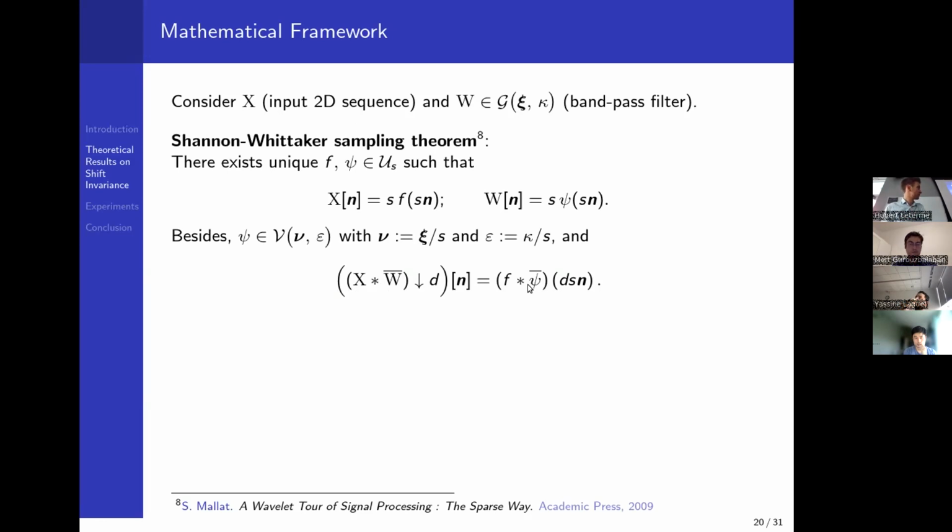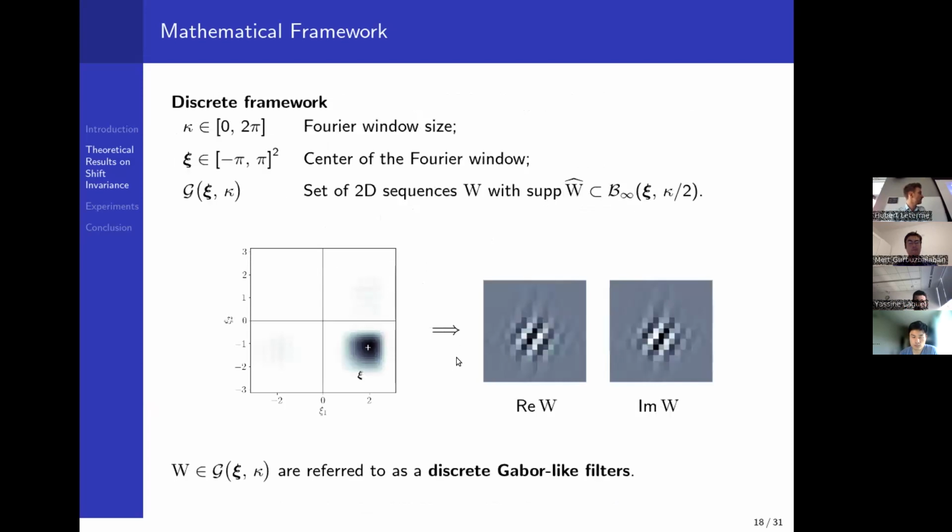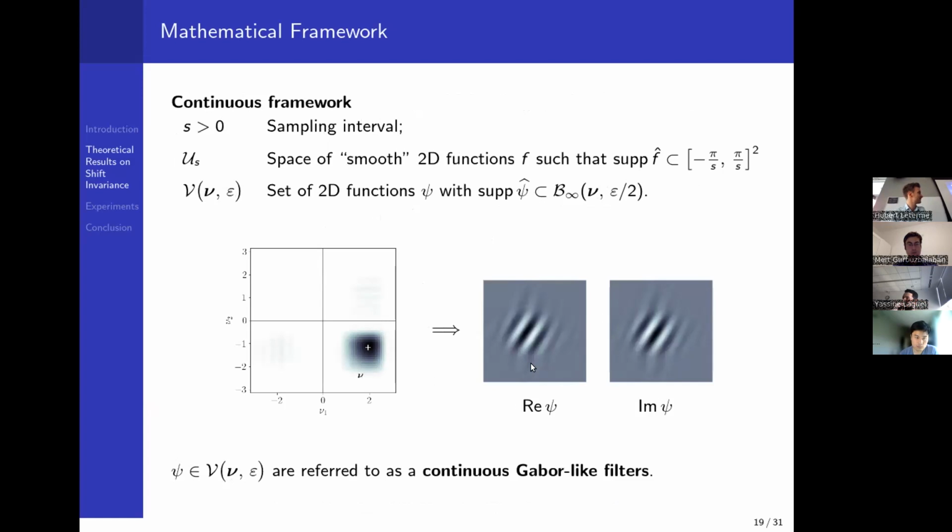And moreover, the Fourier transform of psi is supported in a region of size kappa divided by s, centered in psi divided by s. So in other words, psi is a continuous Gabor-like filter, such as illustrated here. So in this example, if this is W, the corresponding psi is this filter.